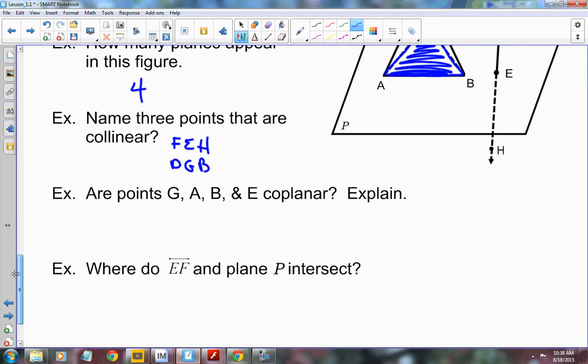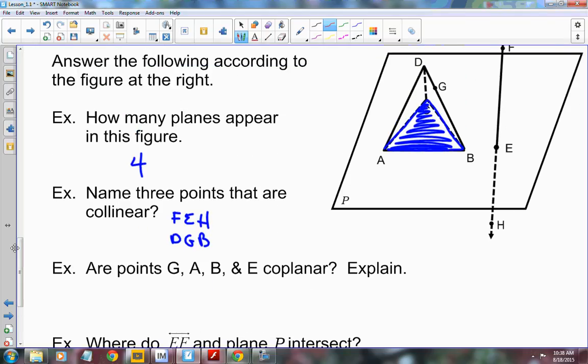Okay. Are points G, A, B, and E coplanar? Are those coplanar? Some people say yes. Okay, let's look at this. Here is A on this plane. Here is B, and then you've got a line going through it. So E lies on this pink plane, but where's G? Up here, right? Where this little pink thing is sticking out, that's G.